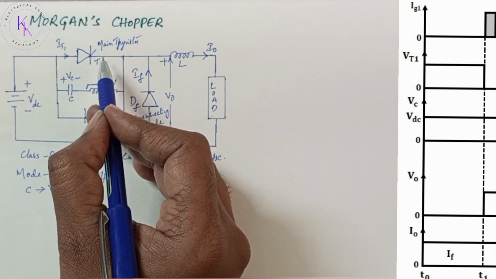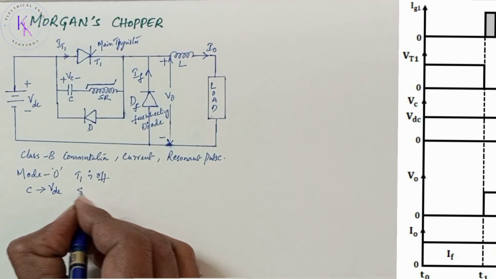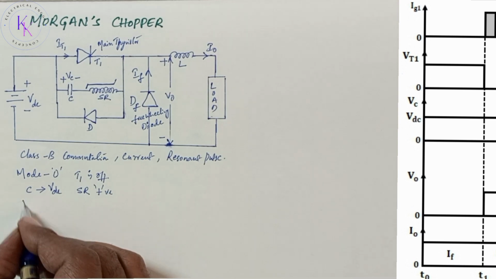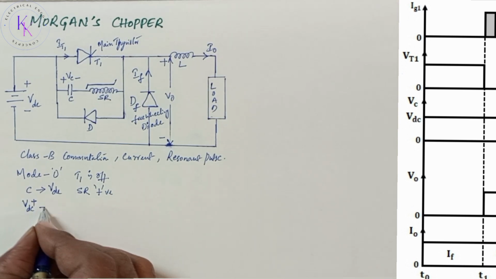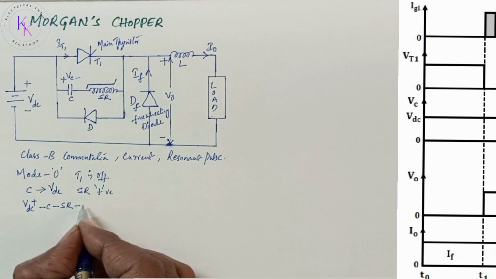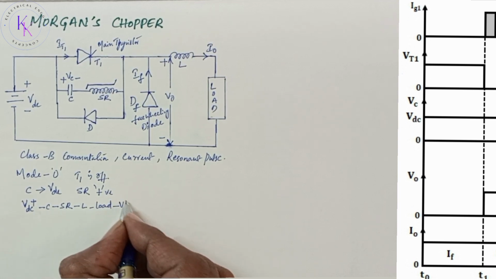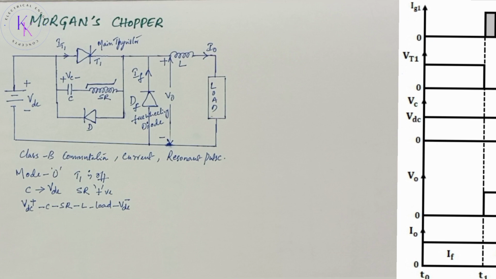As this link is not there, SR is positively saturated. In this mode, if you observe, the current flows from VDC plus to C through SR, through the inductor, through the load, back to VDC negative. Here, the load current is supplied by the inductance.